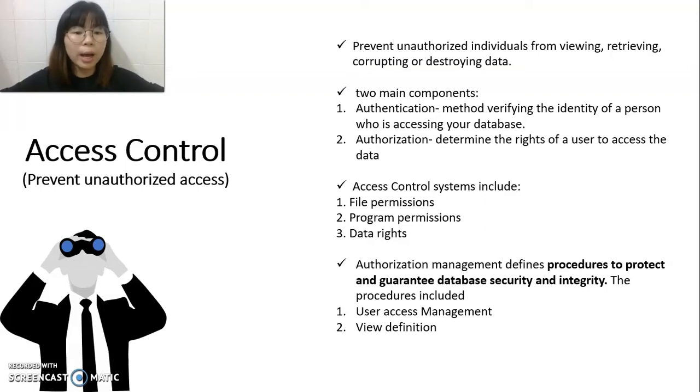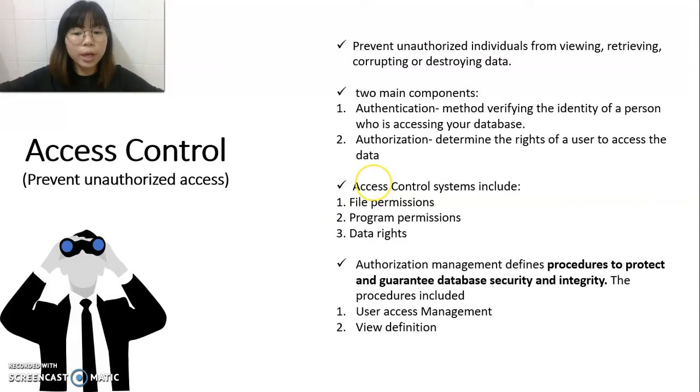And access control has two main components, which are authentication and authorization. Authentication is a prerequisite for authorization. It is a method of verifying the identity of a person who is accessing our database, and it is often done by means of a shared secret, such as a password, user ID, shared biographics, or biometric data. Authorization determines the rights of a user to access our data. To ensure data security, we need to log all access and authorization details with transaction identifiers, audit them regularly, and maintain the audit trails.